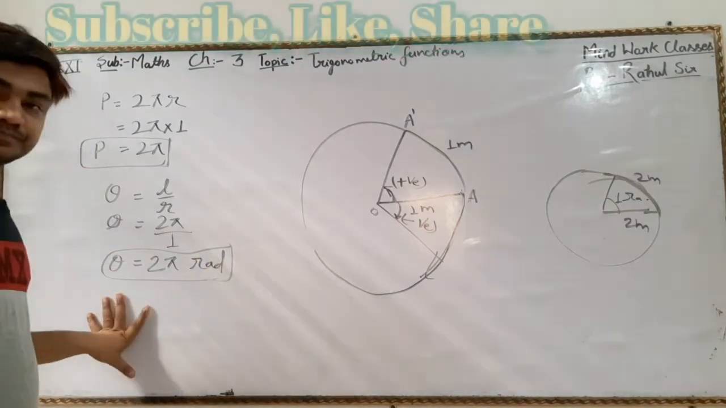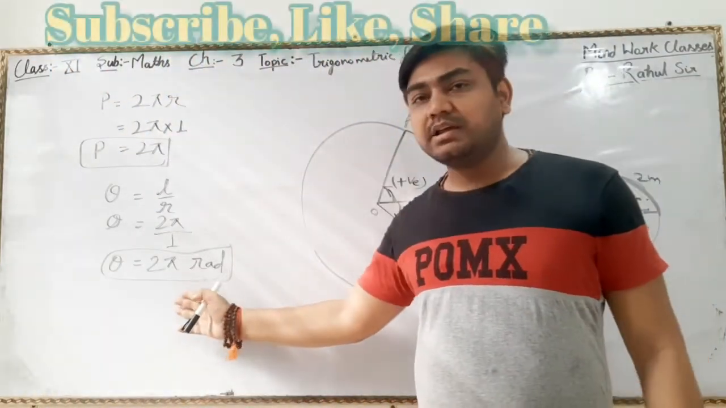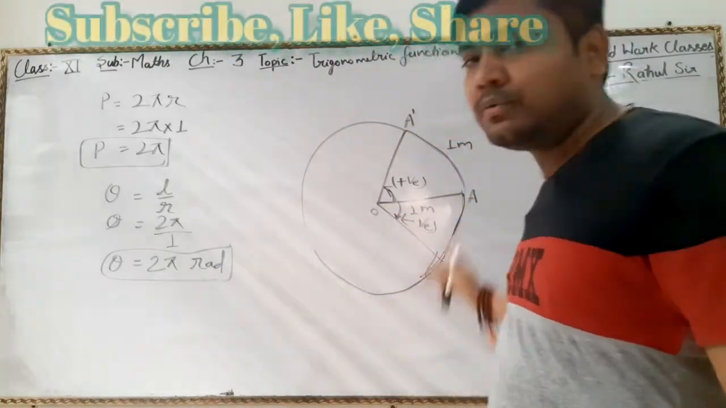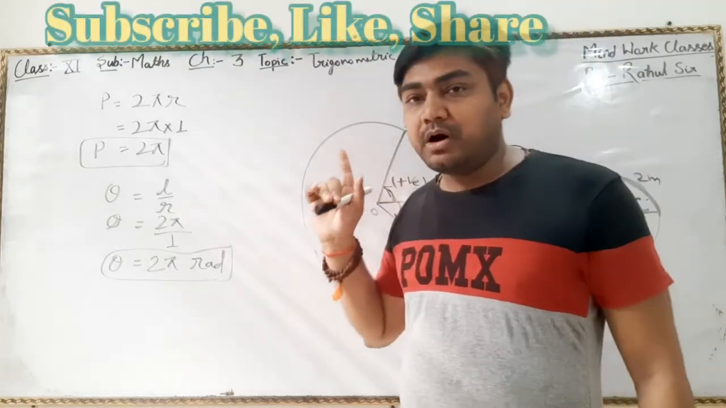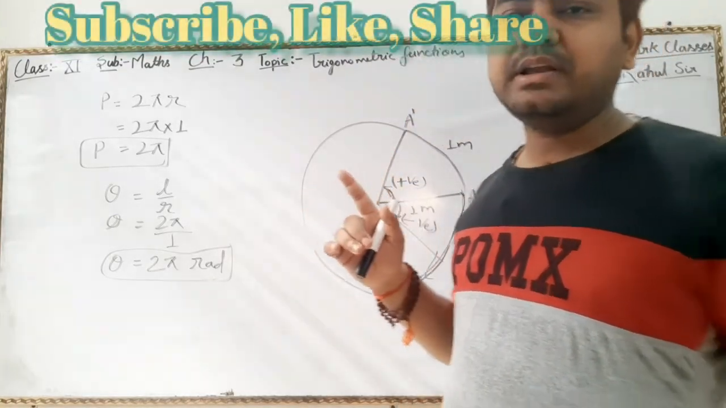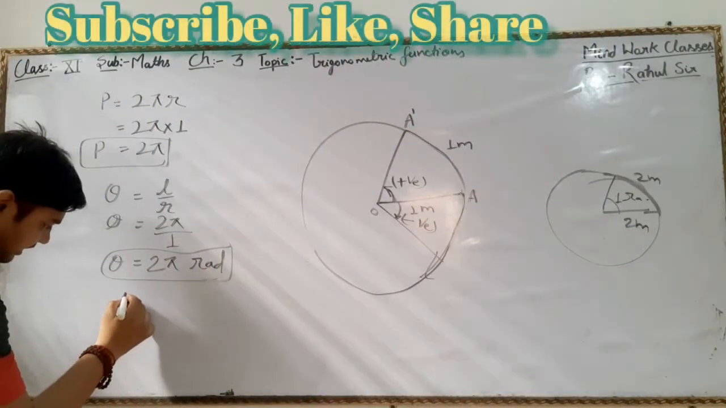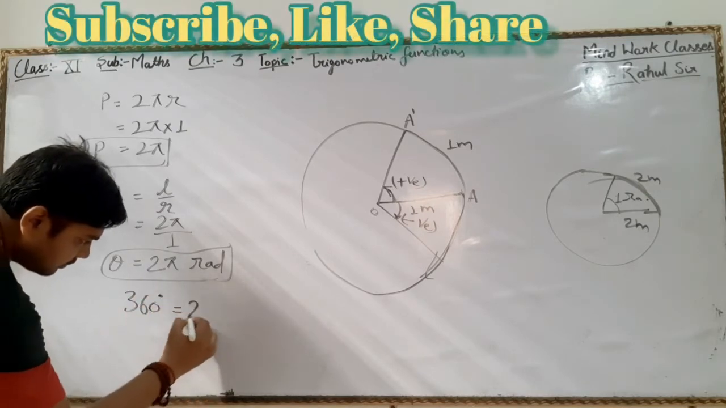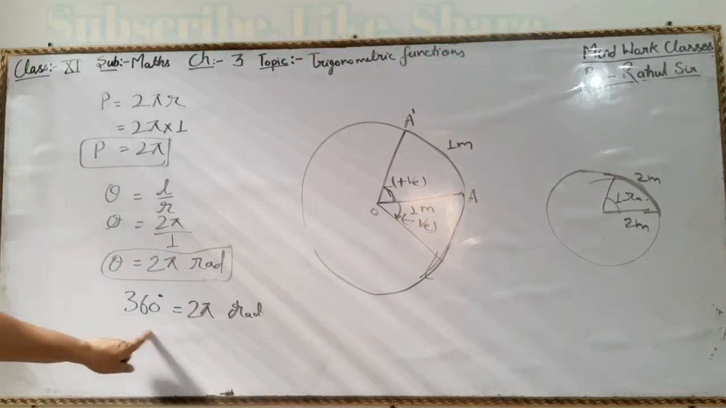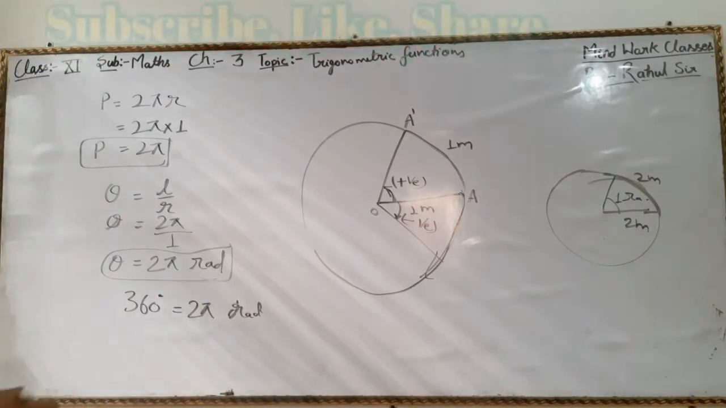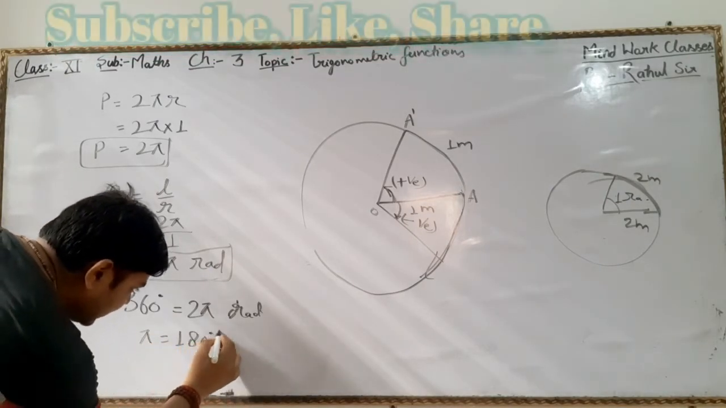Now in the radian measurement method, theta is equal to 2 pi for one whole rotation, and in degree measurement, for a full rotation, how many degrees do we have? 360 degrees. So that means 360 degree is equal to 2 pi radian. From here we can find out that pi is equal to 180 degree.